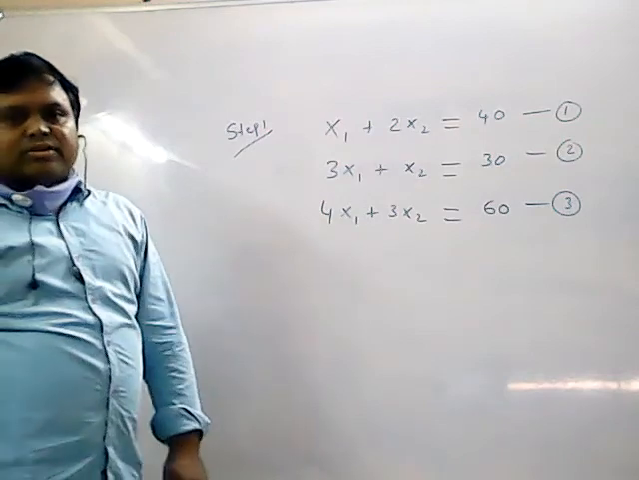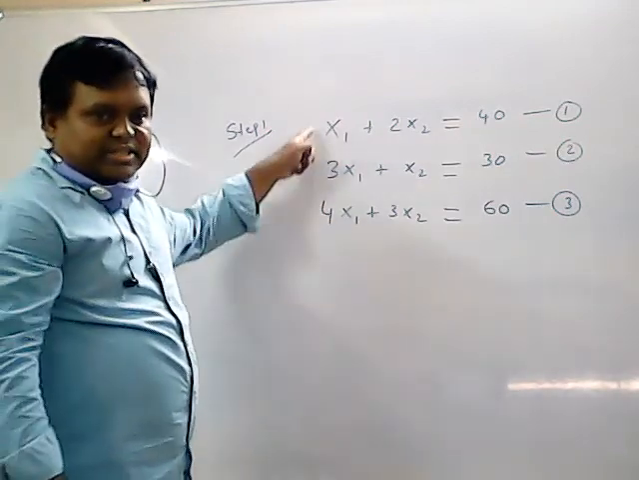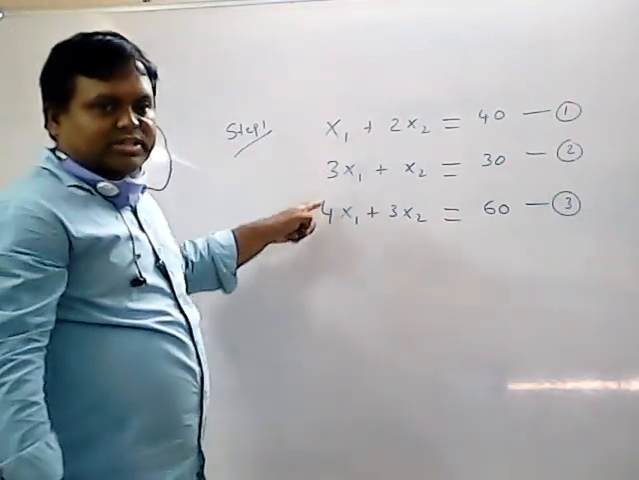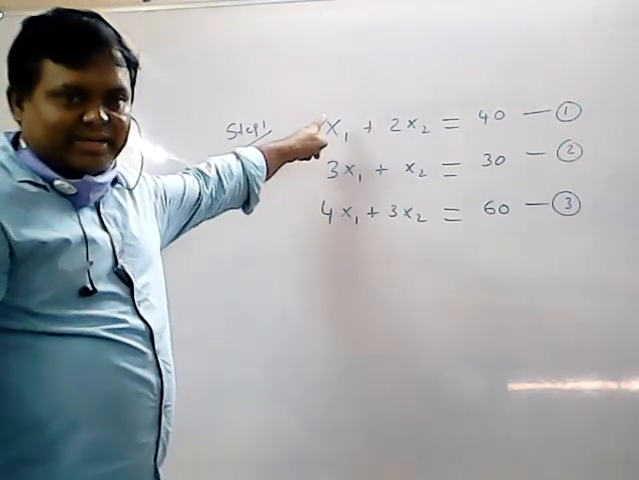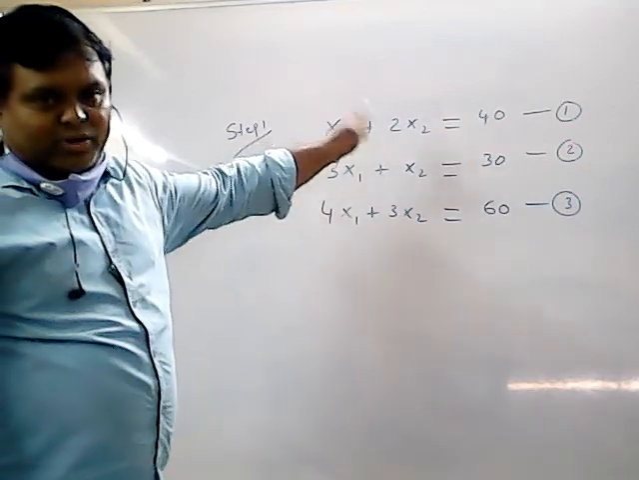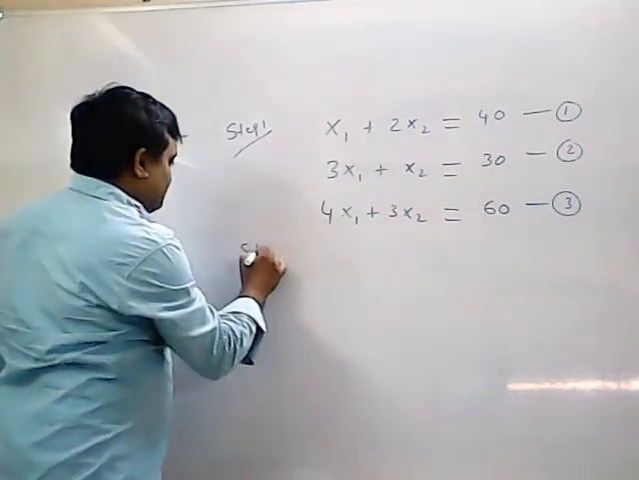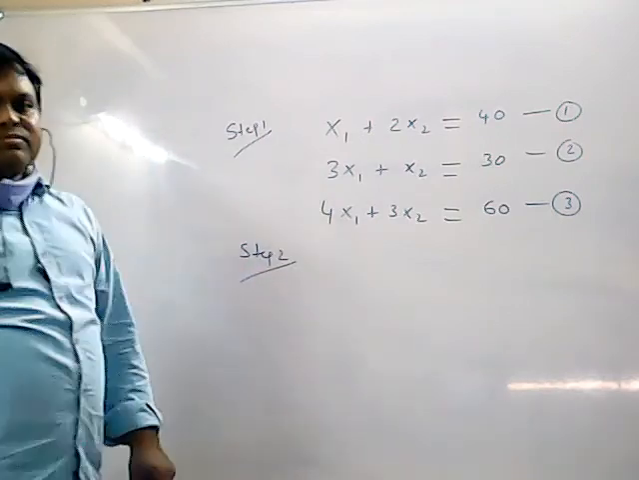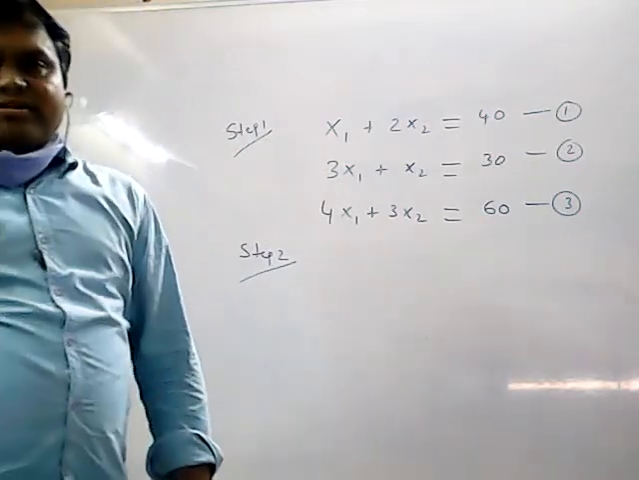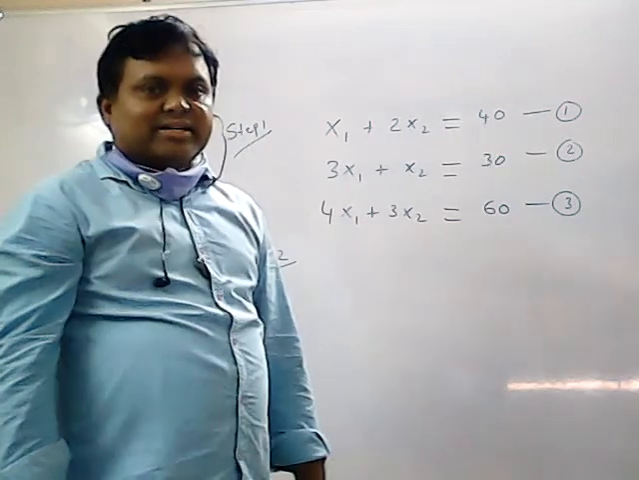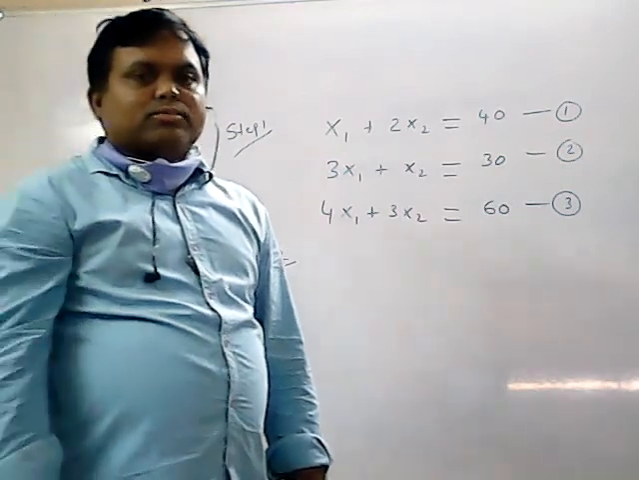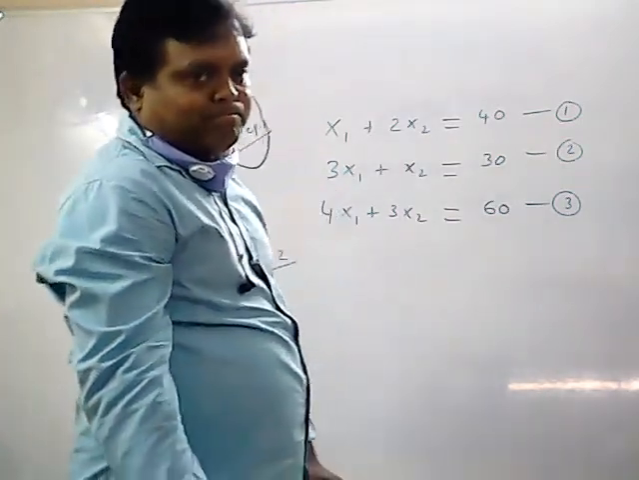What is step number 2? Plot these equations on the graph, as each one will geometrically represent a straight line. If you want to plot these equations, you require points. First you have to identify the points for these lines, and after that you can plot the equations on the graph by using the points. So step number 2, write: plot each equation on the graph, as each one will geometrically represent a straight line.